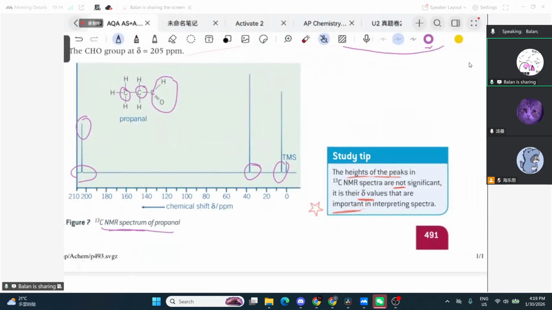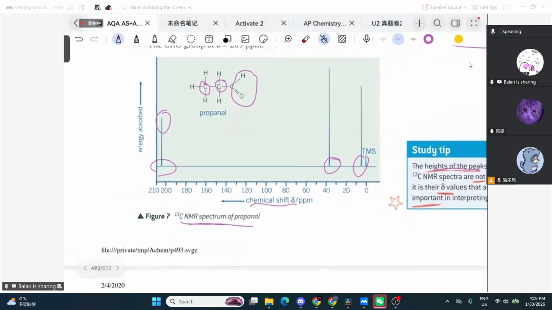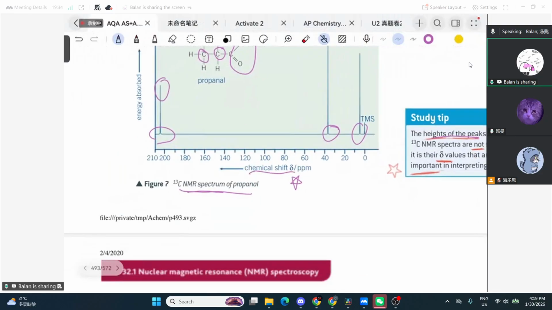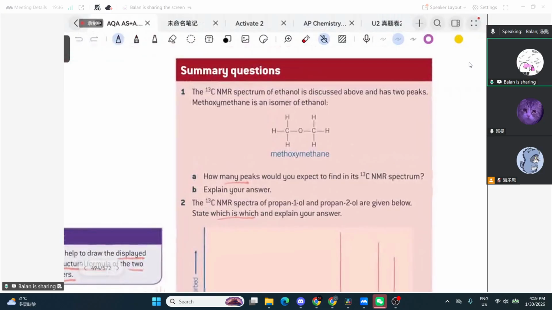And here is a study tip. The heights of peaks in carbon-13 NMR spectra are not significant. The most important is their chemical shift values. Okay?